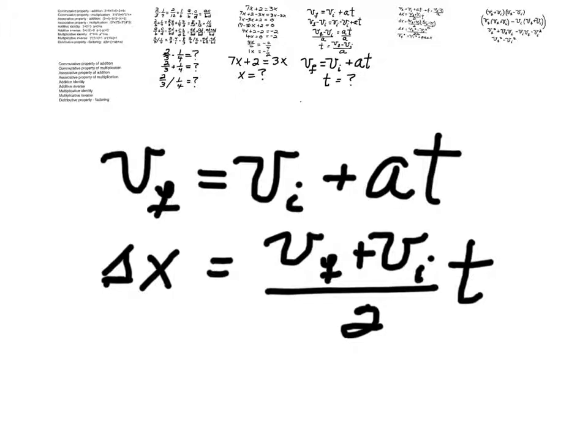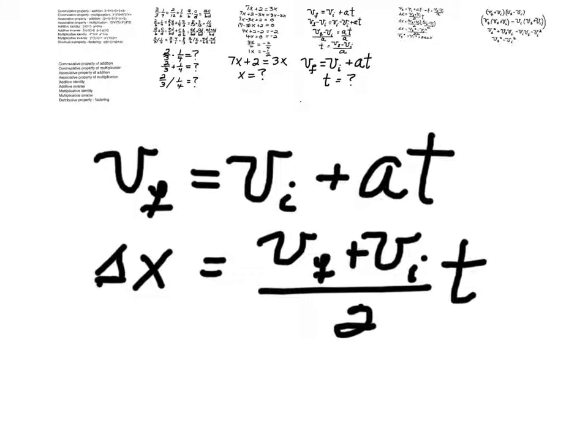So V final plus V initial, if you take the final velocity plus the initial velocity and divide by 2, this whole thing is the average velocity, right? The final plus the initial divided by 2 is the average. And so the average velocity times the time will give you the distance you travel. That should make sense.